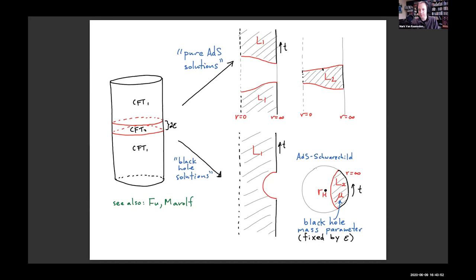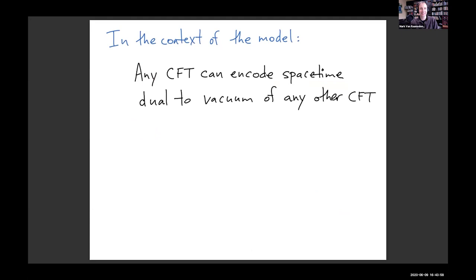Okay, so I'm out of time. I'm just now summarizing that in the context of the model: we seem to find that any CFT can encode the space-time dual to the vacuum state of any other CFT.